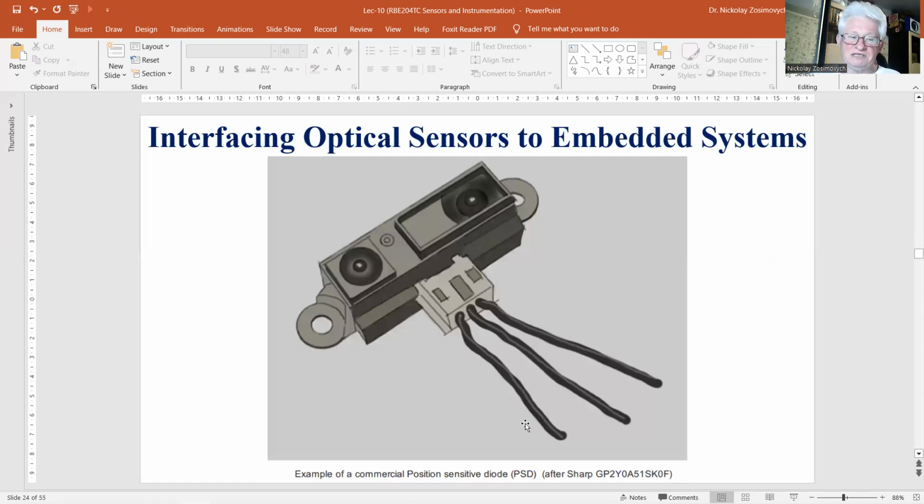Many integrated optical sensors can be directly connected to embedded systems. This figure shows an example of a compact PSD sensor. This sensor uses only three connections: supply voltage, ground, and an analog output voltage. The output voltage varies with the location X of the reflected light spot, which depends on the detected object distance as well as the physical dimensions of the sensor.